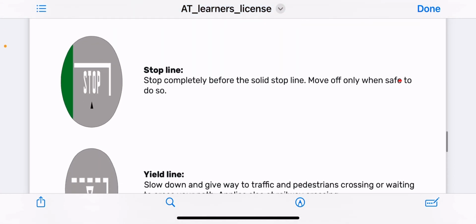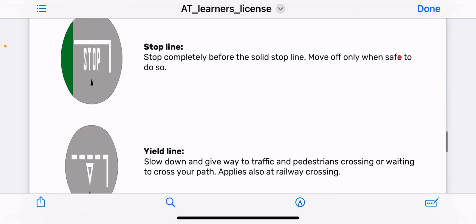The stop line. Stop line. You see? Stop line. What does it mean? Stop completely before the solid line. Move off when safe to do so. This is a stop line. You'll notice, let's move to yield line. Yield line, you slow down and give way to traffic and pedestrians crossing or waiting to cross your path. Applies also at railway crossing.